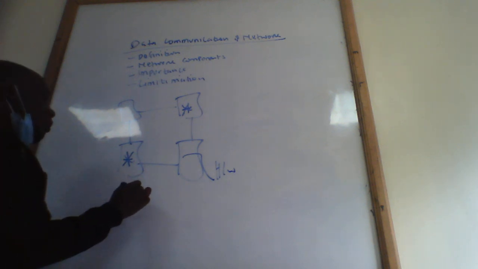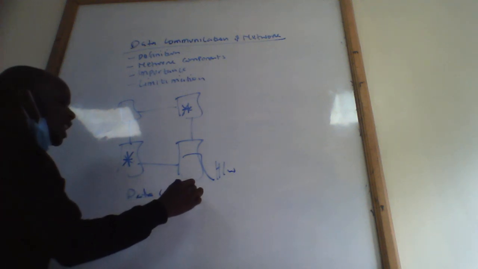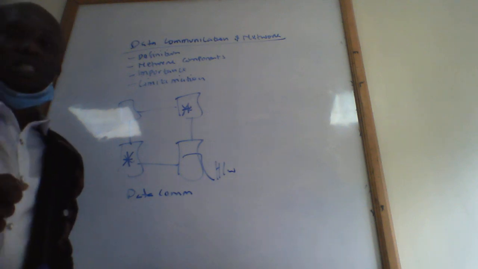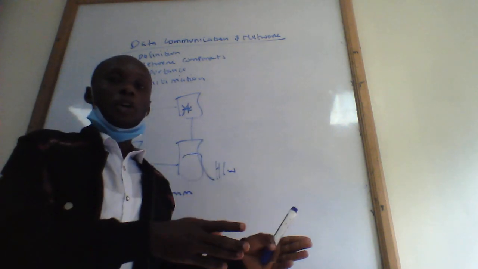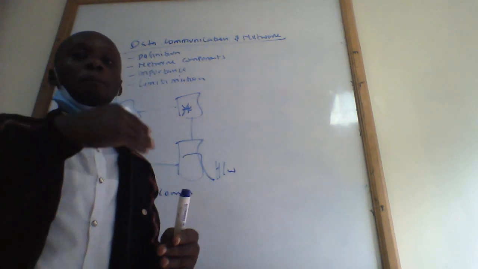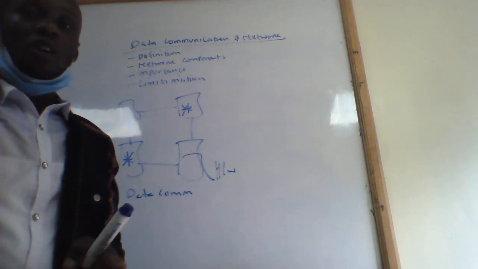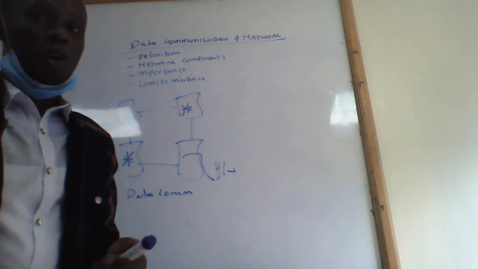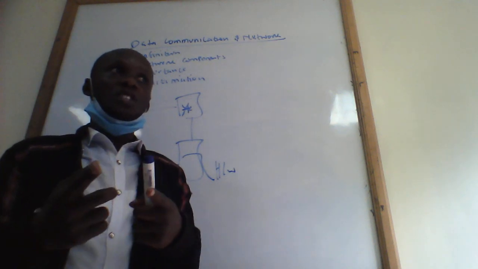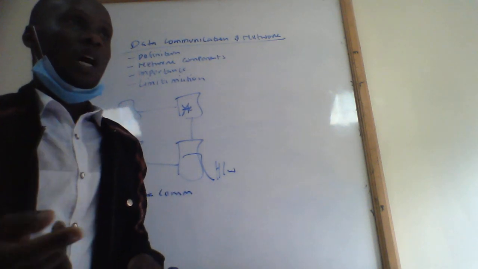Another term is data communication. So data communication means the process of transmitting information from one point to another point. It is a process of transmitting or sending data signals, which is basically representing information from one point to another point, or from one computer to another computer.